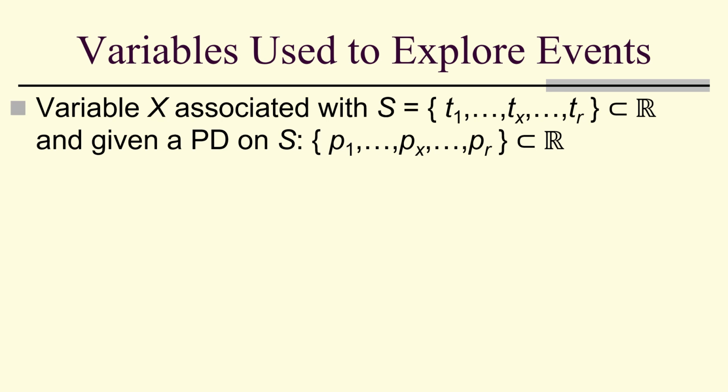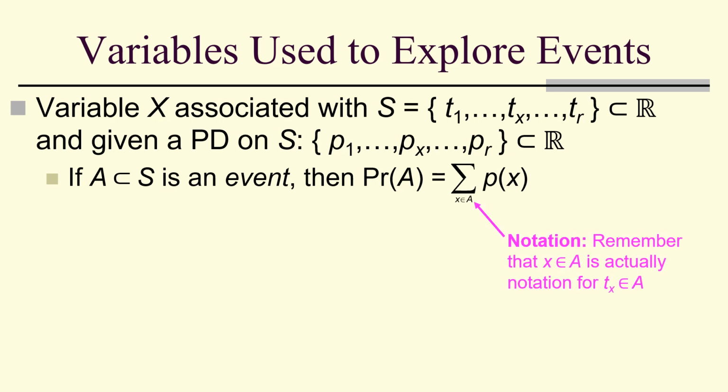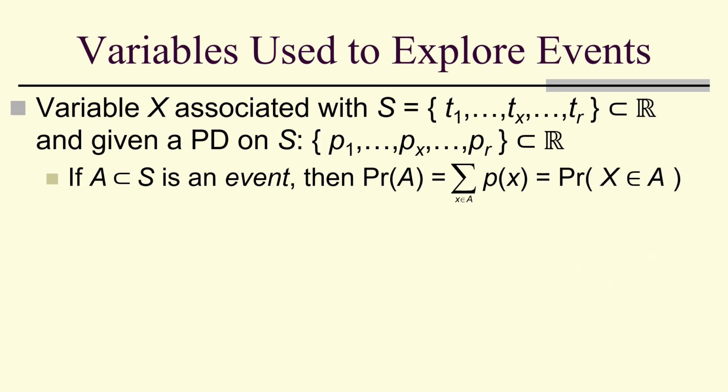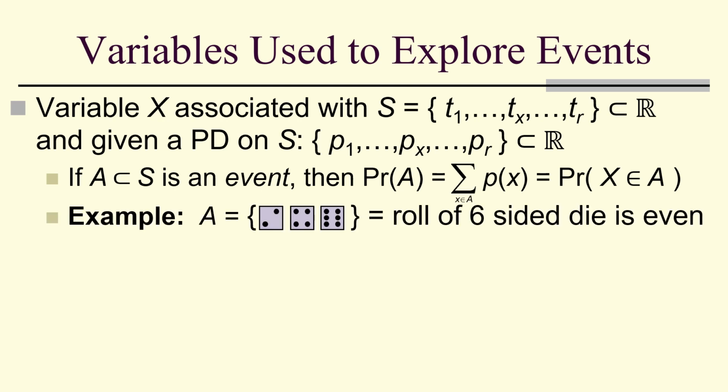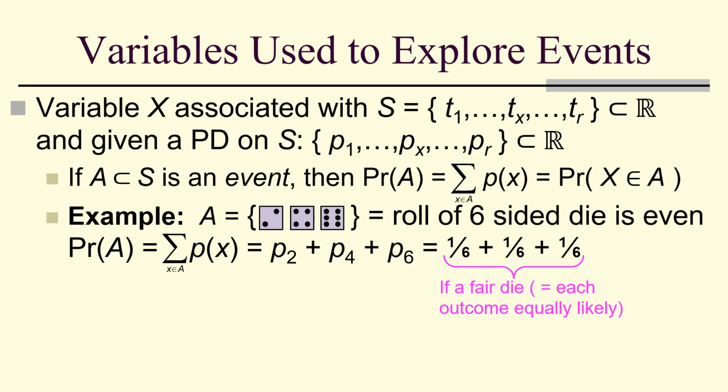If variable x is associated with a sample space S, there's a probability distribution on S. And if A is a subset of S, then the probability of A is the sum over the x in A of the probabilities of x. Remember, this is notation. That x in A actually means T sub x is in A. For example, if A is an outcome of a roll of a six-sided die being even, then the probability of A is the sum of those probabilities, which is P2 plus P4 plus P6, which is 1/6 plus 1/6 plus 1/6, which is 1/2.